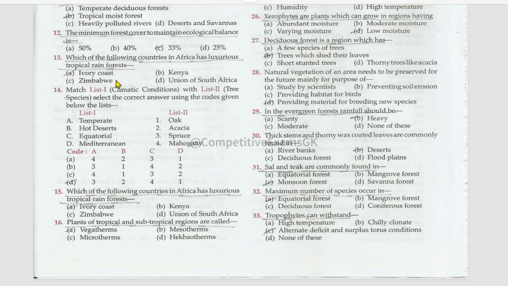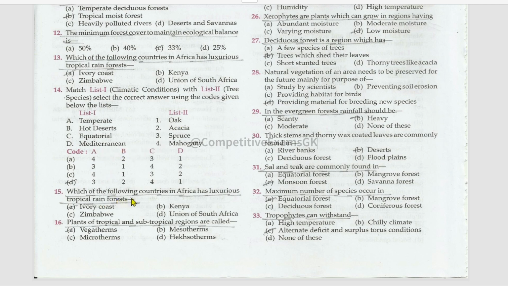There is Ivory Coast. Another matching, list one is climatic conditions and list two tree species. Temperate climate conditions, spruce; hot deserts, acacia; equatorial region, mahogany; Mediterranean region, oak trees.